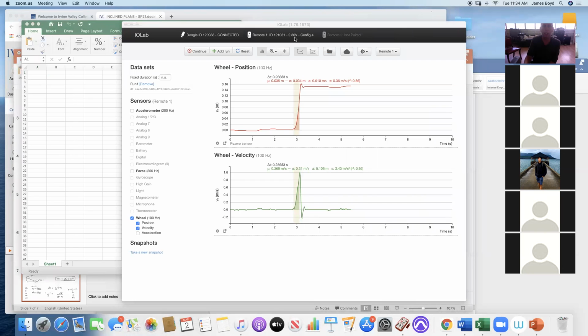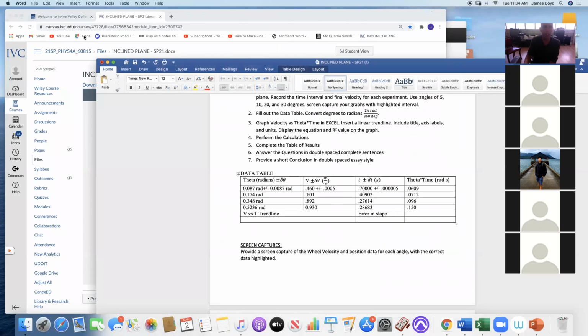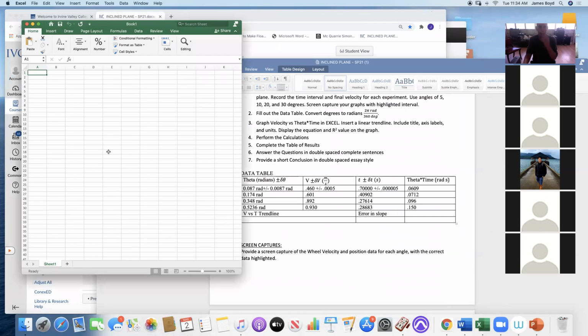So, coming back to here and coming back to our data. Where's my data? So here's my data. Here's my graph. I want X and then Y. Remember, our X is theta times T. That is 0.069609, 0.0712, 0.096, and 0.150.